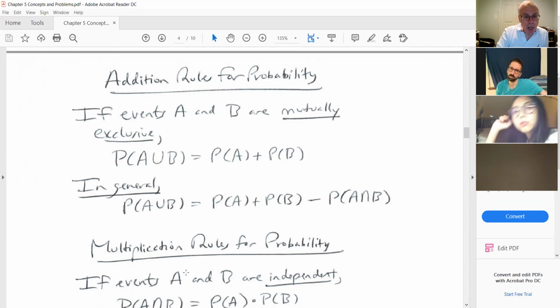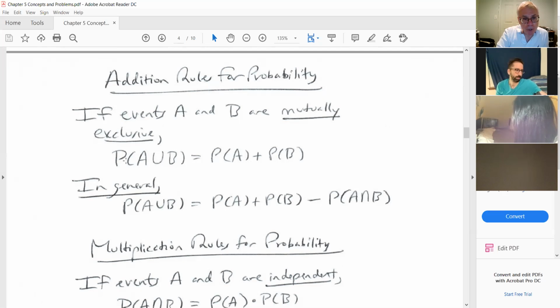And then this symbol here, where it's an upside down U, you can replace that with and. That means A and B. Another word for this symbol is intersect. So union means or, intersect means and, okay?